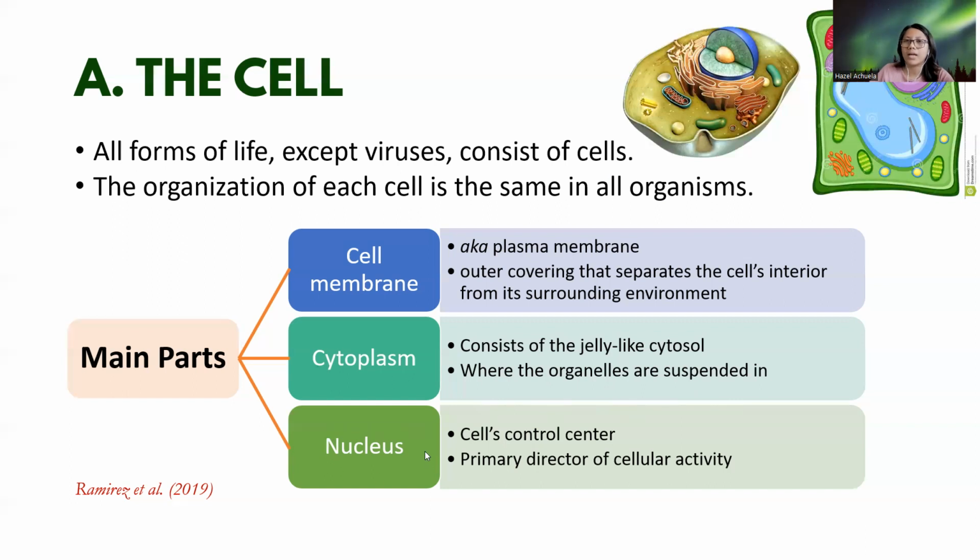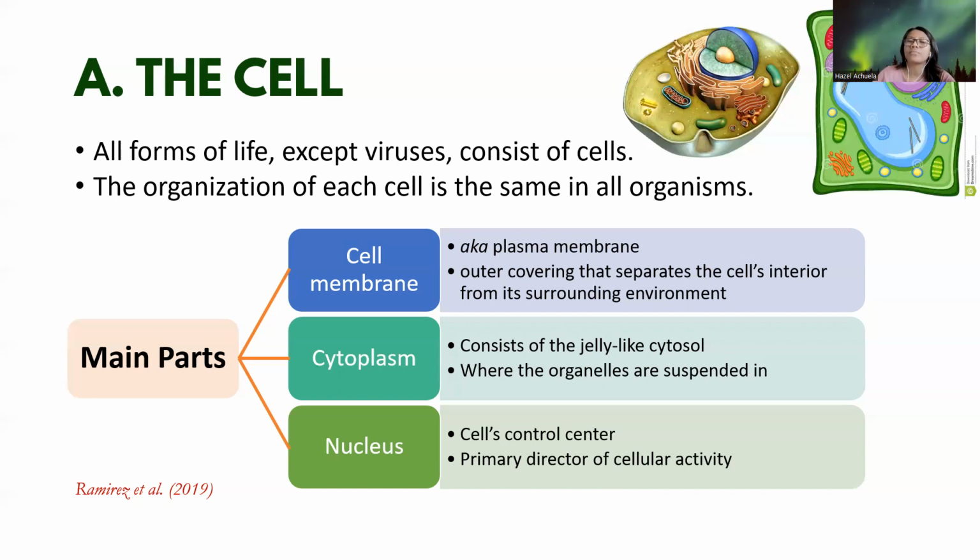And then finally, at the center of the cell, the innermost part of the cell, we have the nucleus. And the nucleus is considered as the cell's control center, or the brain of the cell, because it controls or directs the activities of the cell. Basically, the nucleus instructs the cell on what to do, right?